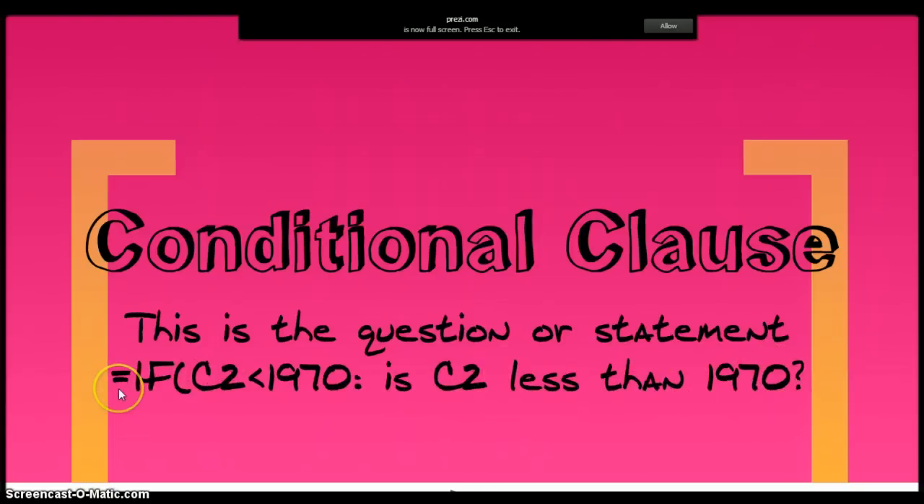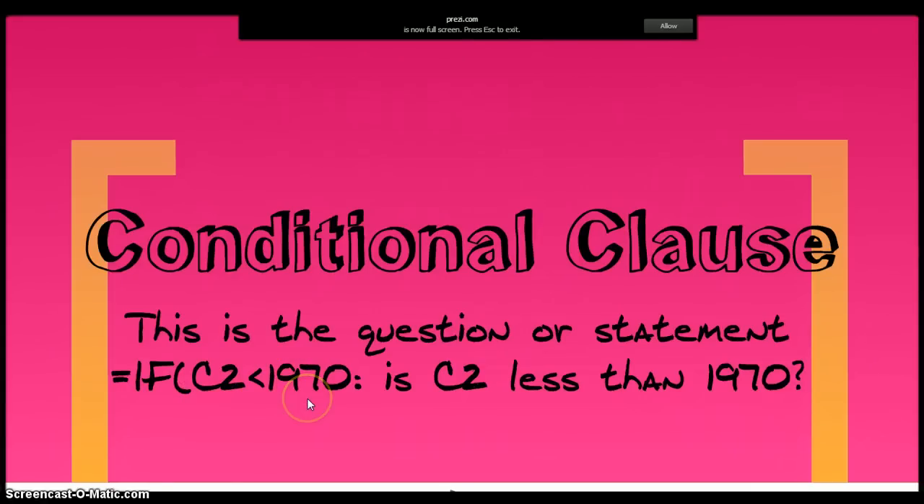So as you can see here, the way that we start off the if function is with an equal sign, followed by if, just like we do the sum function. Then you do an open parentheses, C2, which would be the cell, so whatever cell you're referring to, and whatever question or statement you're asking. So I read this: if C2 is less than 1,970. So this is the question or the statement.